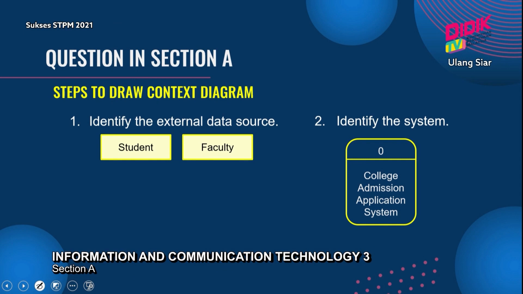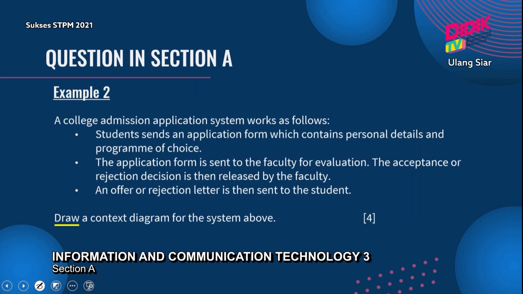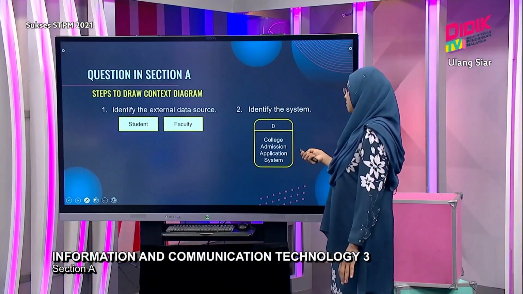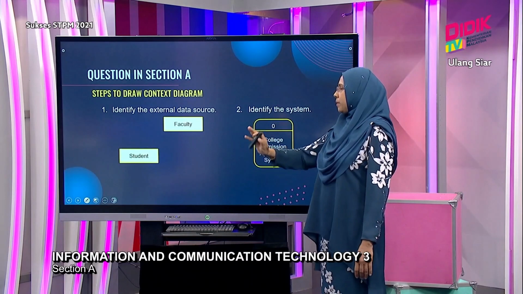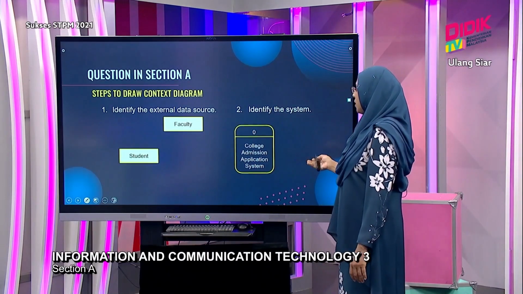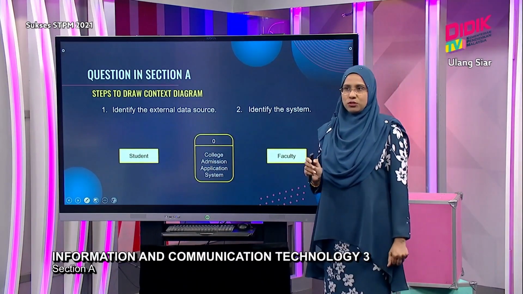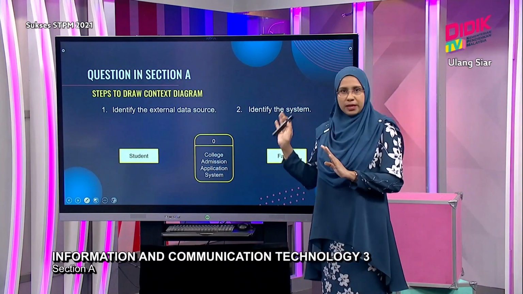After you identify the data sources, then you identify the system. The symbol used for the system is like this, and then you must write the number 0 for the context diagram. How do I get the name? It is given in the question: college admission application system. So just copy it back. Then you have to arrange it. The first one is the people who send the data, the second in the middle will be the system, and the third will be the other data source. Mostly it will be like this.